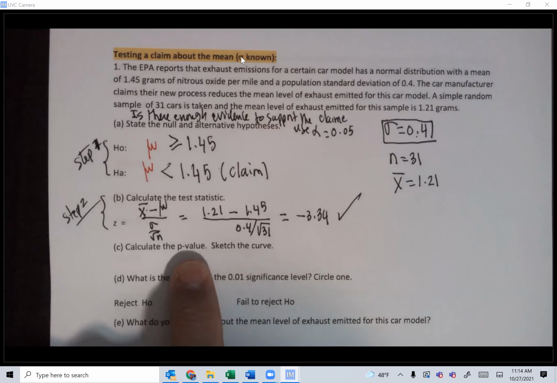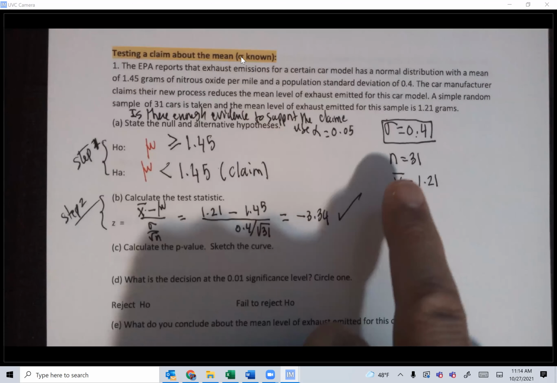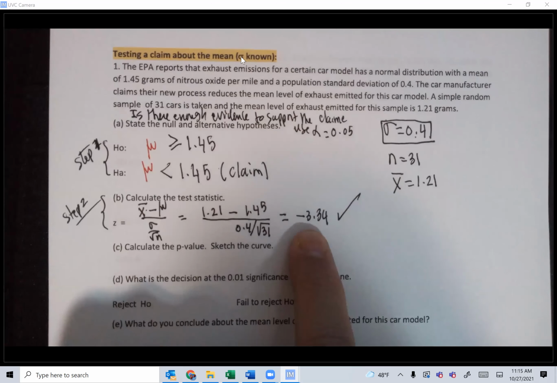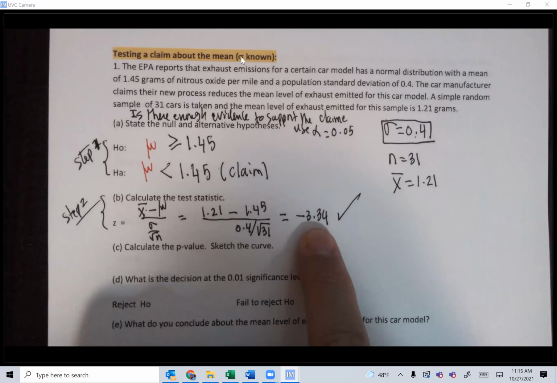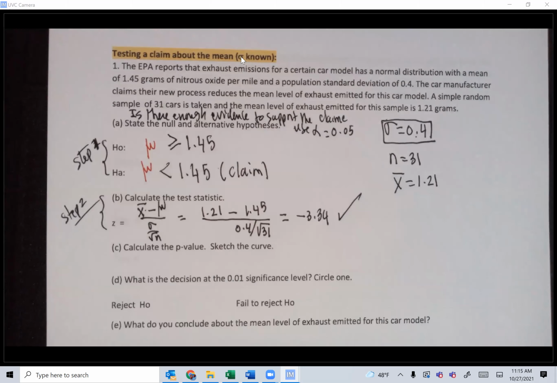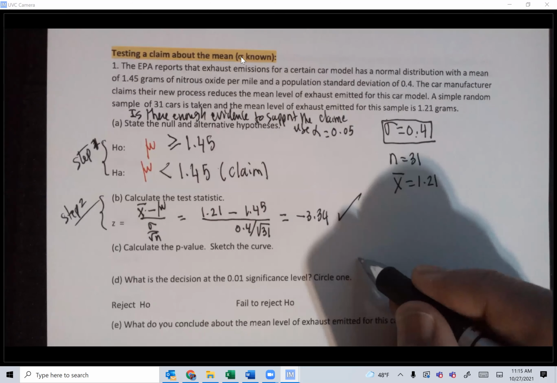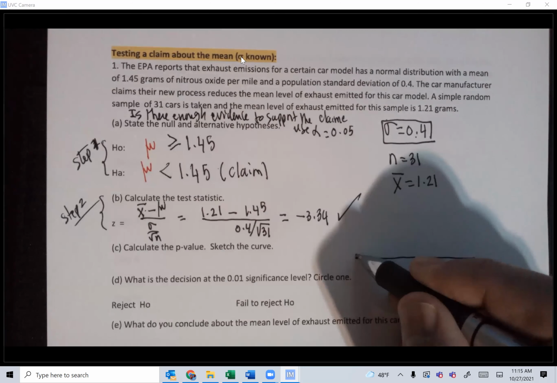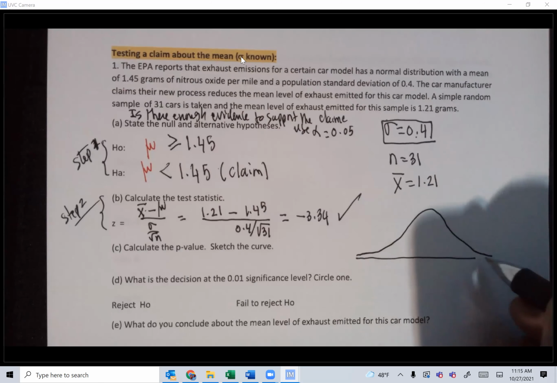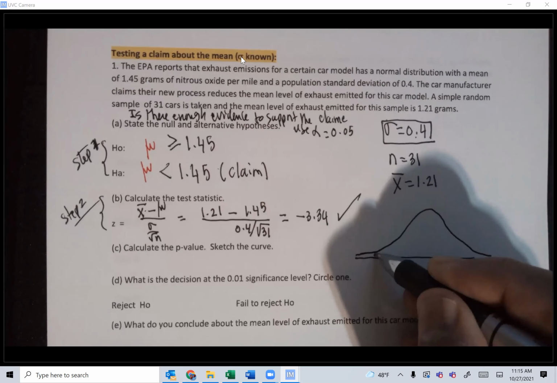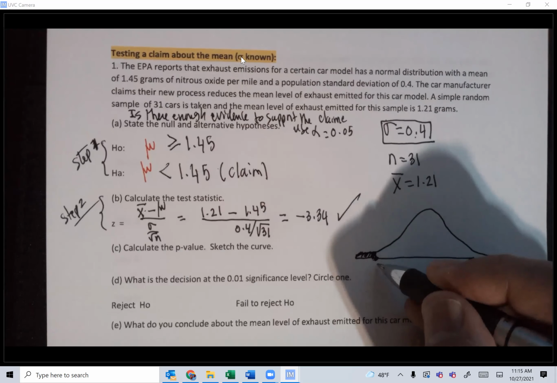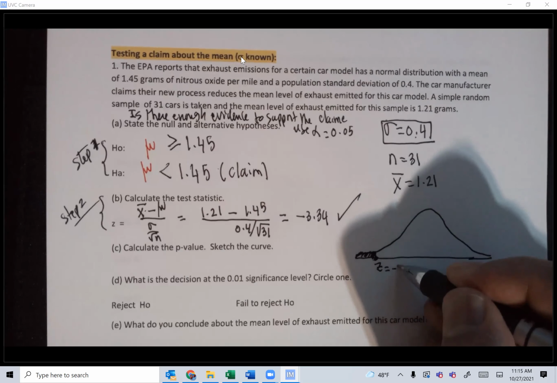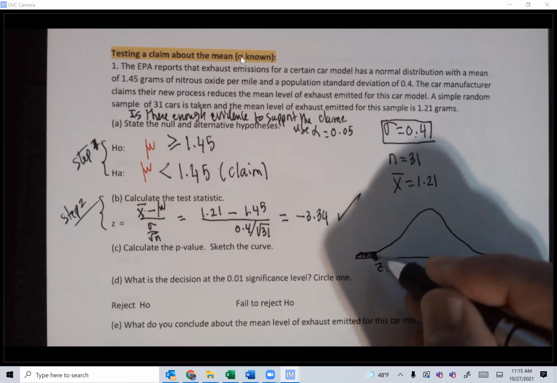Calculate the p-value. If you have a left tail test, guys, the p-value is the area to the left of Z. If you have a right tail test, the p-value is the area to the right of Z. So it's going to be to the left of Z, which is a normal CDF. Let me just show you a visual of the p-value. Again, guys, you don't have to calculate this by hand in a few minutes. Just give me a few minutes. This is the p-value.